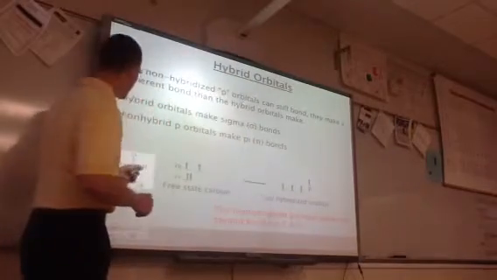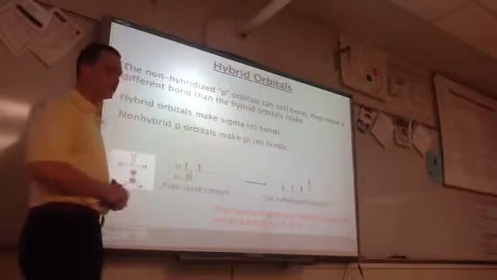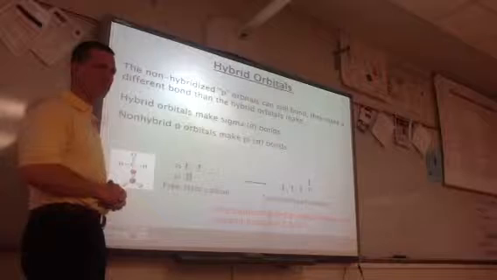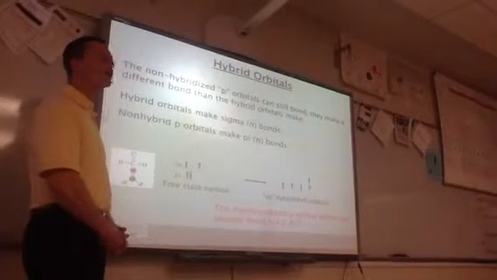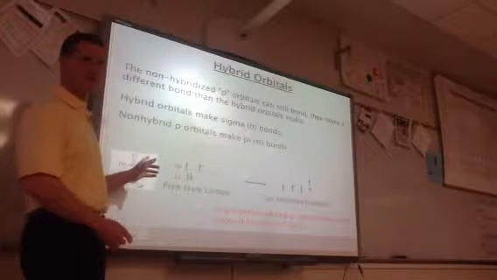And sigma bonds are always the first bond that's made between 2 atoms. If you have a double bond, the first one's a sigma bond. You don't ever get pi bonds unless you have double and triple bonds.